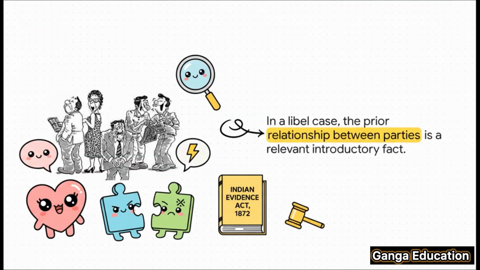Okay, now imagine a libel case, which is all about written defamation. The pre-existing relationship between the two parties is hugely relevant. Were they friends who had a falling out? Were they fierce business rivals? This kind of information introduces the core issue and helps explain potential motives. It gives the court a narrative to follow.